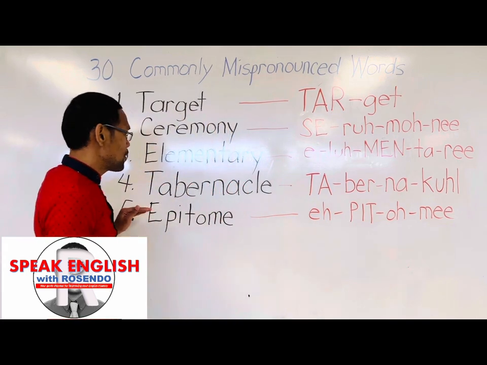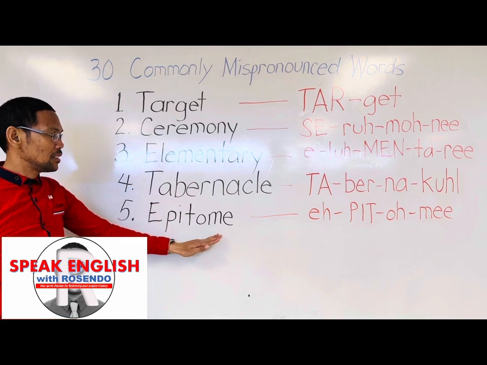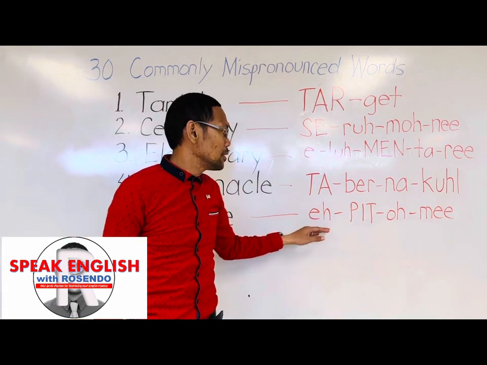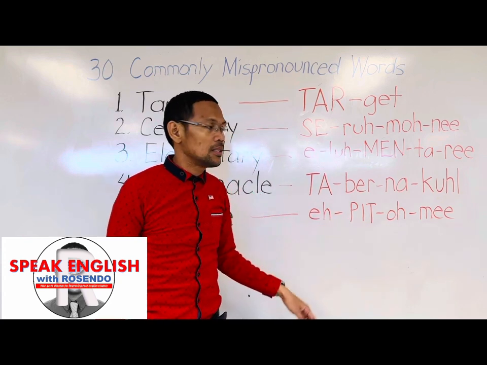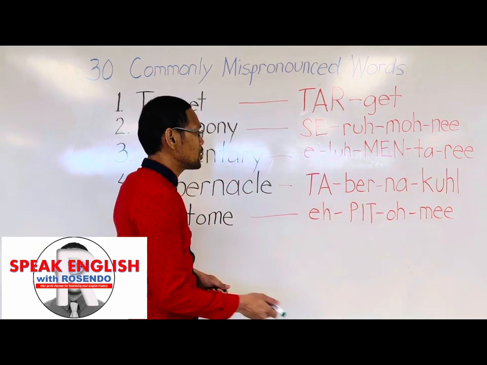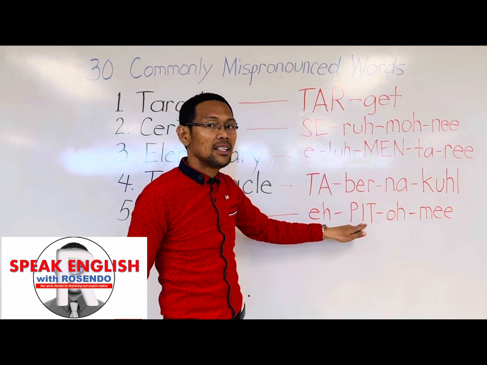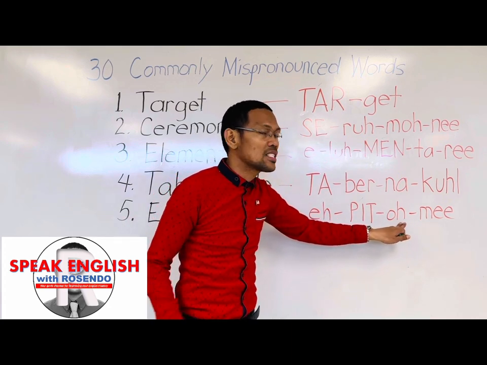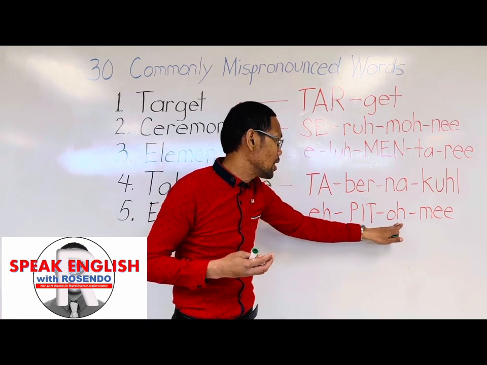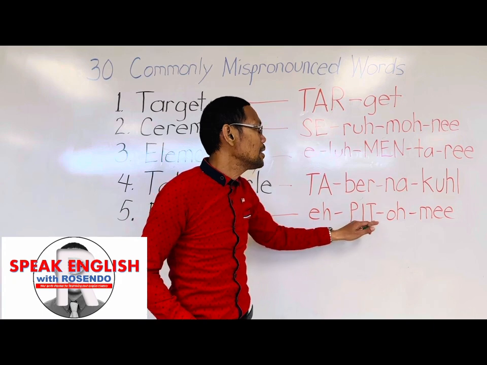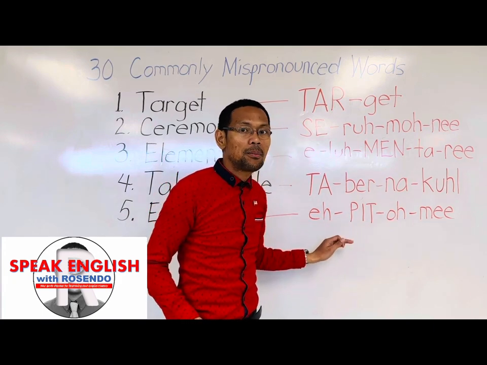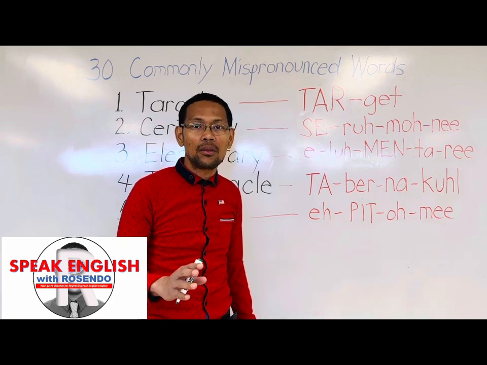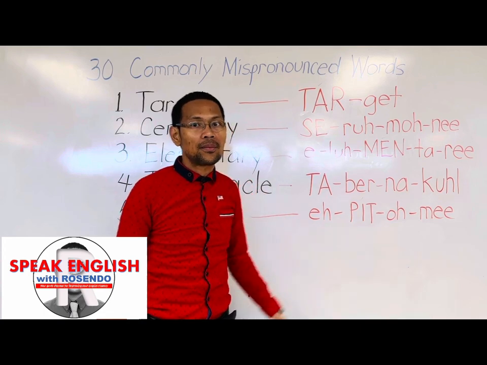Next, for the fifth word, I want you to pay close attention, because this word is pronounced epitome. The emphasis is on the second syllable, the short e, epitome. There's a slight circular motion or formation of the mouth on the third syllable. Epitome, epitome, okay?